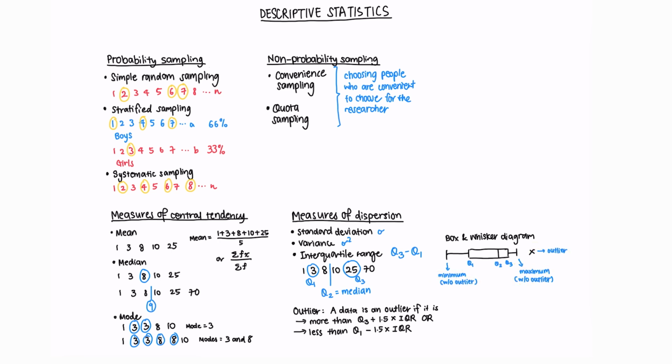How do we find our outliers? A data point is an outlier if it is more than Q3 plus 1.5 times IQR, or less than Q1 minus 1.5 times IQR. IQR is just your interquartile range. So over here, Q3 plus 1.5 times IQR is 25 plus 1.5 times 22, where 22 is your interquartile range. And you realize that 70 is just outside of that range. So we can draw it as an outlier on your diagram.